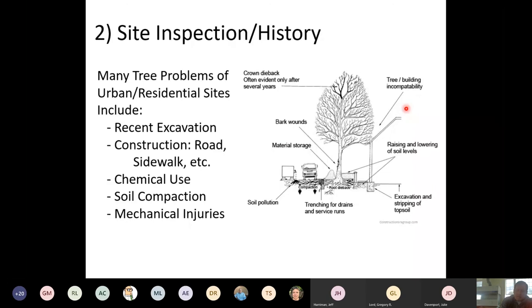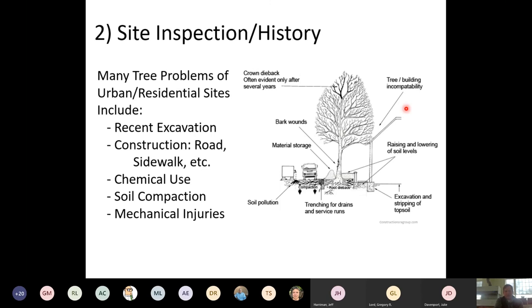We saw this diagram before. So many tree problems in urban and residential sites, and also in the forest. Oftentimes you see trees that are next to logging roads or skid trails in poor condition because maybe they've been hit by a tree or two, and there's some damage to the basal portions of the tree. But they can also suffer from the compaction of soil, depending upon when the logging was done. But anyway, in the urban environment, recent excavation, construction, chemical use, soil compaction, mechanical injuries, physical injuries, all have negative impacts on trees. And really want to stress the compatibility of a tree to site, and doing our best to take care of the tree's needs.